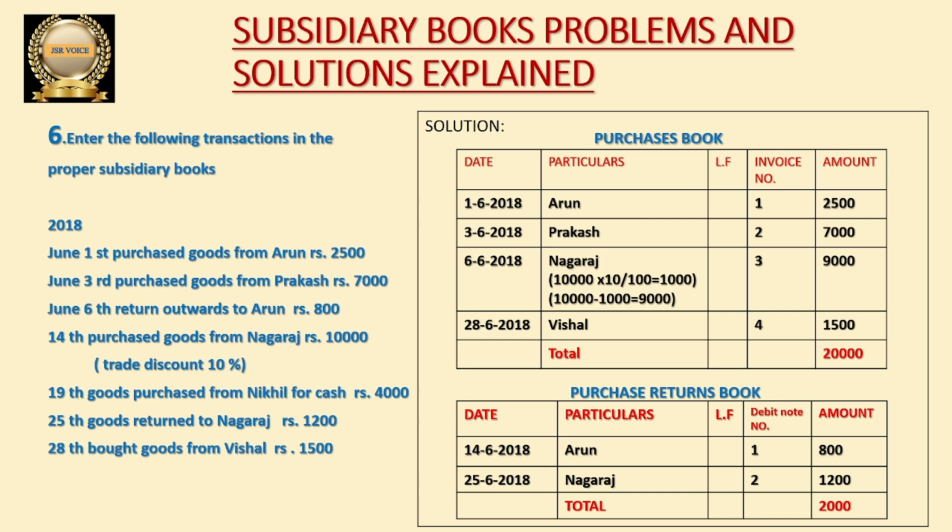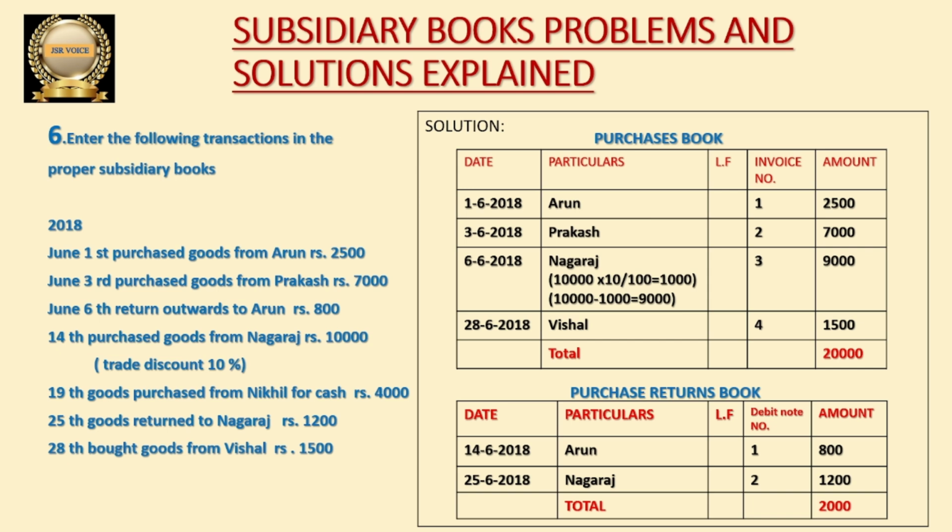And next one, June 3rd. See the question, June 3rd, purchased goods from Prakash, rupees 7000. So they are purchasing goods only. This is related to purchases, and they are purchasing goods, not assets, and Prakash's name is given. Two conditions satisfied, and the cash word is not given, so three conditions satisfied. So we can record it in the purchase book. You can see in the purchase book, date column 3-6-2018, under particulars Prakash, LF column empty, invoice number 2, amount column 7000.